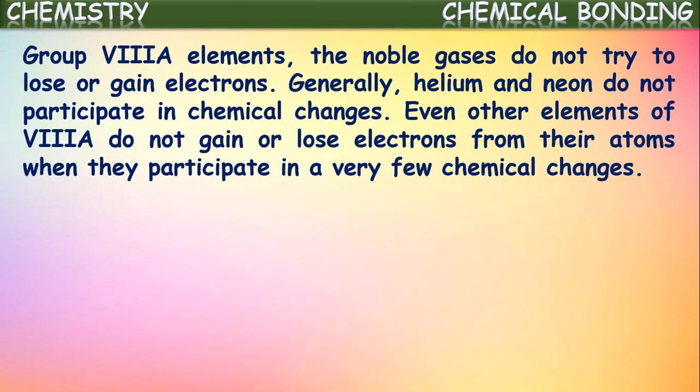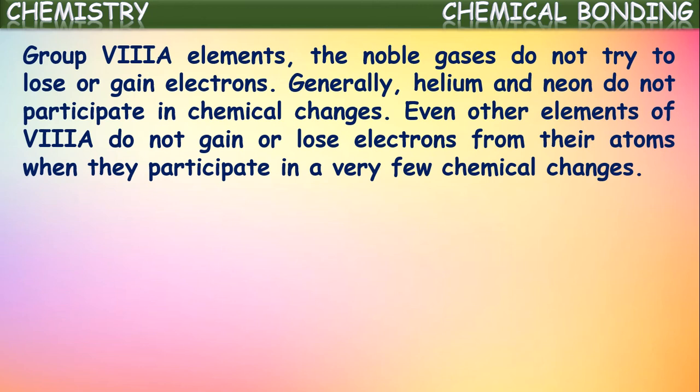Now let us observe the 8A group elements, which we call noble gases or ideal gases. The noble gases do not try to lose or gain electrons because they already have 8 electrons in their outermost shell. They need not participate in chemical reactions, need not lose or gain electrons, because they already have the required number of electrons for stability. So the noble gases do not try to lose or gain electrons.